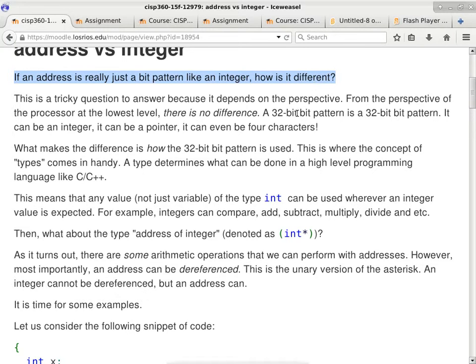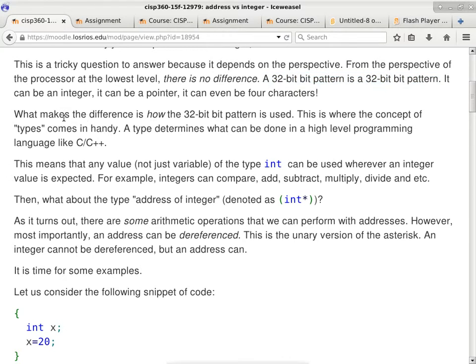So the next paragraph is asking a little bit more, because I explained it's a tricky question to answer. From the perspective of the processor at the lowest level, there really is no difference between an integer and an address. A 32-bit bit pattern is a 32-bit bit pattern. I know it sounds kind of Buddhist or Taoist, but that's basically what it is. 32 binary digits is just 32 binary digits. How you use it determines what it is. So what makes the difference is how the 32-bit number or bit pattern is going to be used.